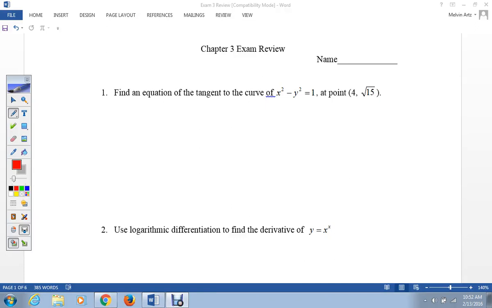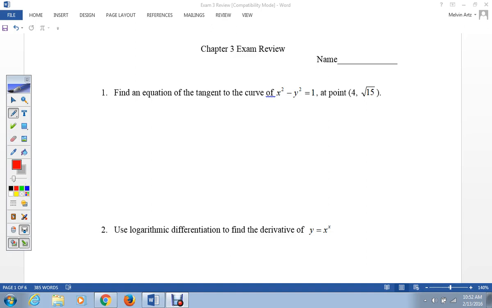In this video, we're going to be looking at our Chapter 3 review. This will be a review over our differentiation techniques and our application problems. So let's look at problem number 1. Find an equation of the tangent line to the curve x squared minus y squared equals 1 at the point (4, square root of 15).